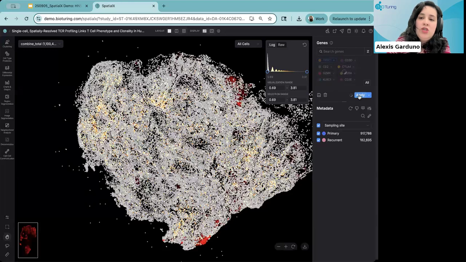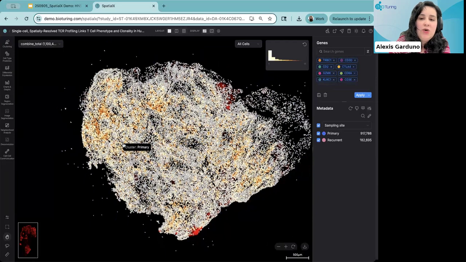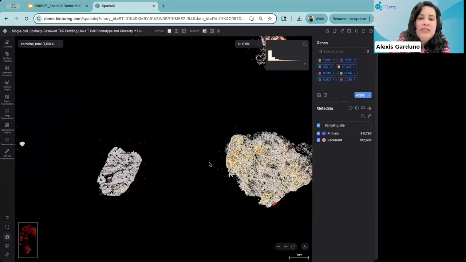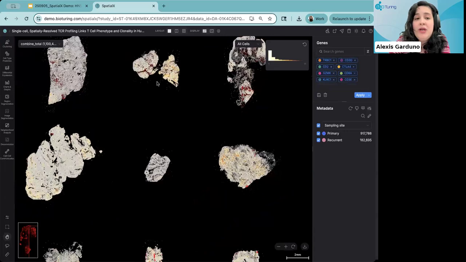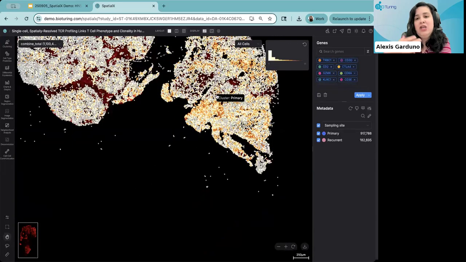Now, if we have multiple genes and I just want to see the enrichment zone of all of these specific T cell markers, where they're actually expressed, I can look at all the genes at once and see where we see this enrichment pattern within the tissue and how this relates to differences in either primary or recurrent tumors. So again, you can zoom in and get that information directly, just looking at specific markers and where they are located or localized within the tissue.